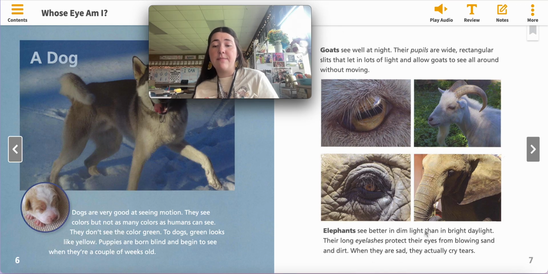Elephants see better in dim light than in bright daylight. Their long eyelashes protect their eyes from blowing sand and dirt. When they're sad, they actually cry tears.